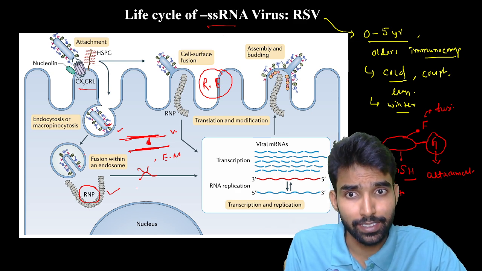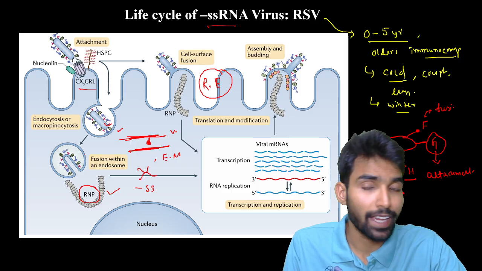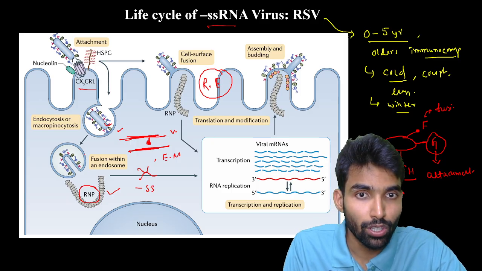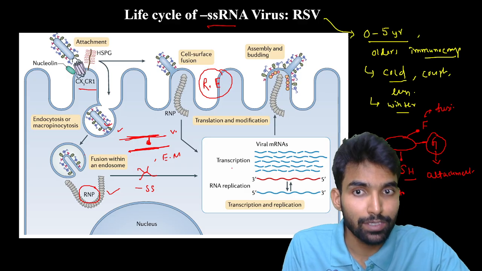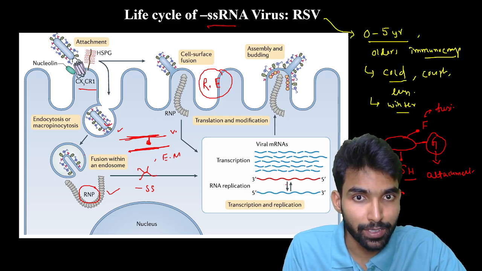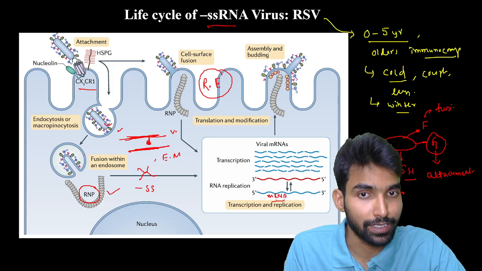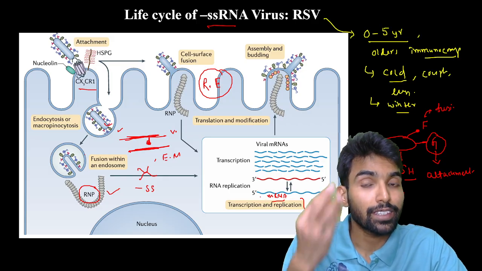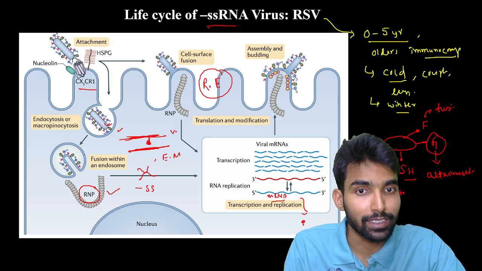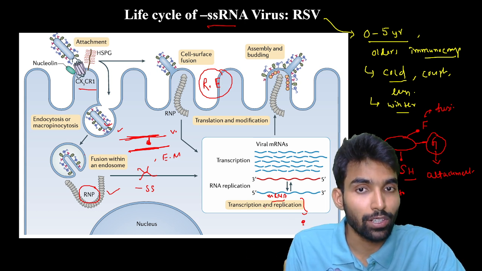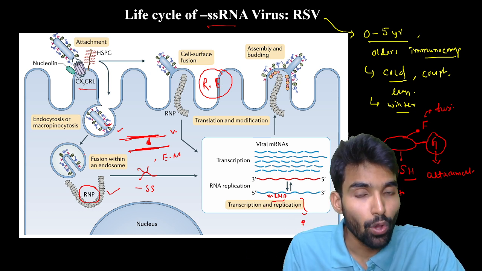Now as it has a negative sense single strand, it can't make the protein directly. So first it needs to make the positive sense RNA, from here it will make the mRNA. So positive sense RNA, and from here it will make some protein. The virus uses the host machinery like host ribosome, elongation factor, everything, just to make its own protein.